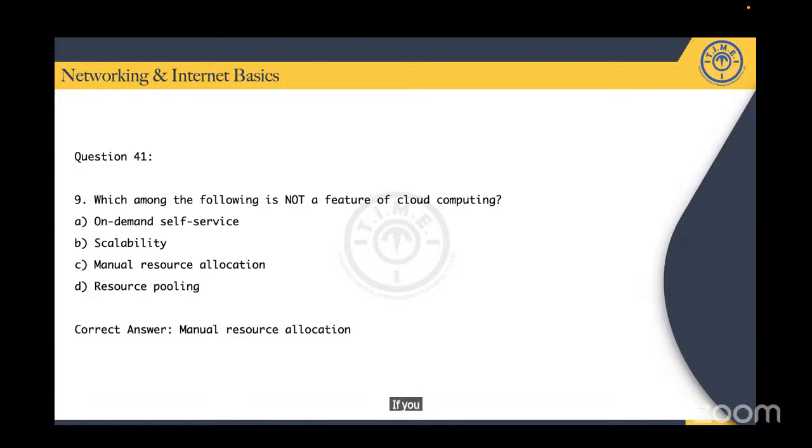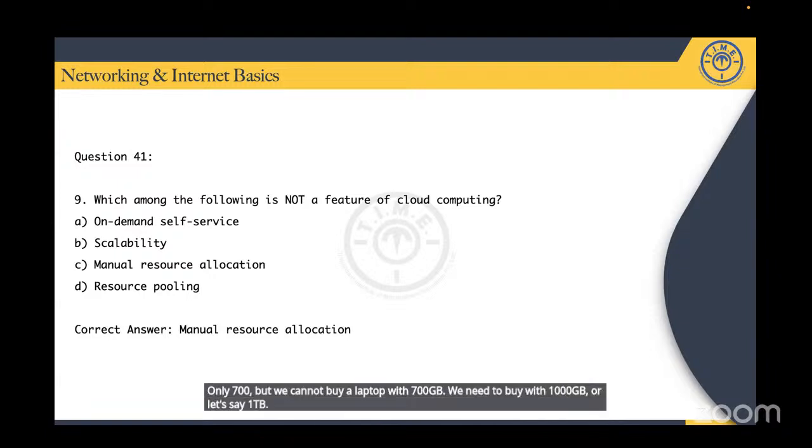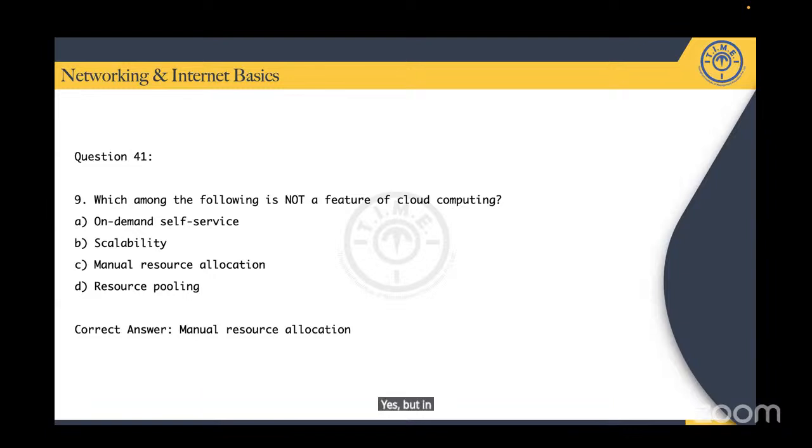If you buy a laptop, it will come with 512 GB or 1 TB. But how many of us completely use 1 TB? Some people need only 500, some only 600, some will use only 700, but we cannot buy a laptop with 700 GB. We need to buy with 1000 GB, or let's say 1 TB. But in cloud it is possible. So that's the first point, on-demand self-service. Then scalability. Now I'm using 5 GB. Tomorrow I can scale up to 10 GB or scale down to 1 GB.